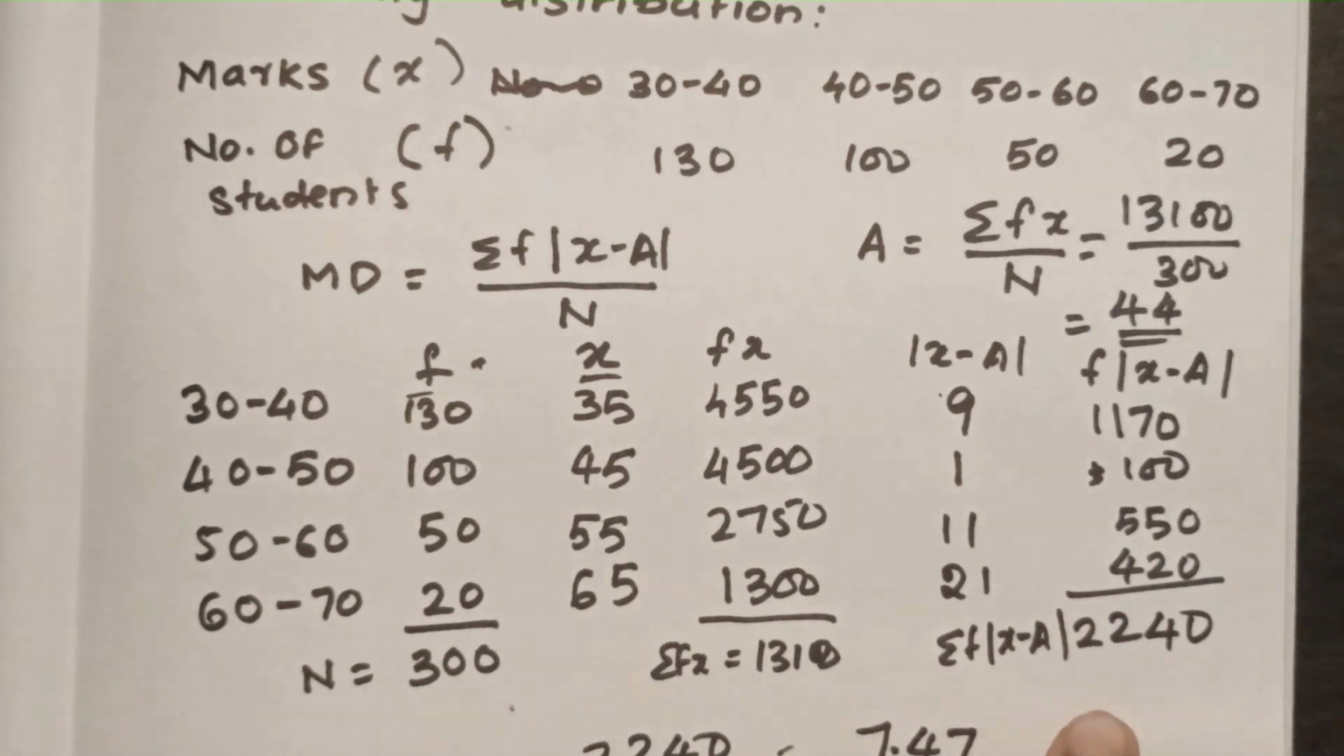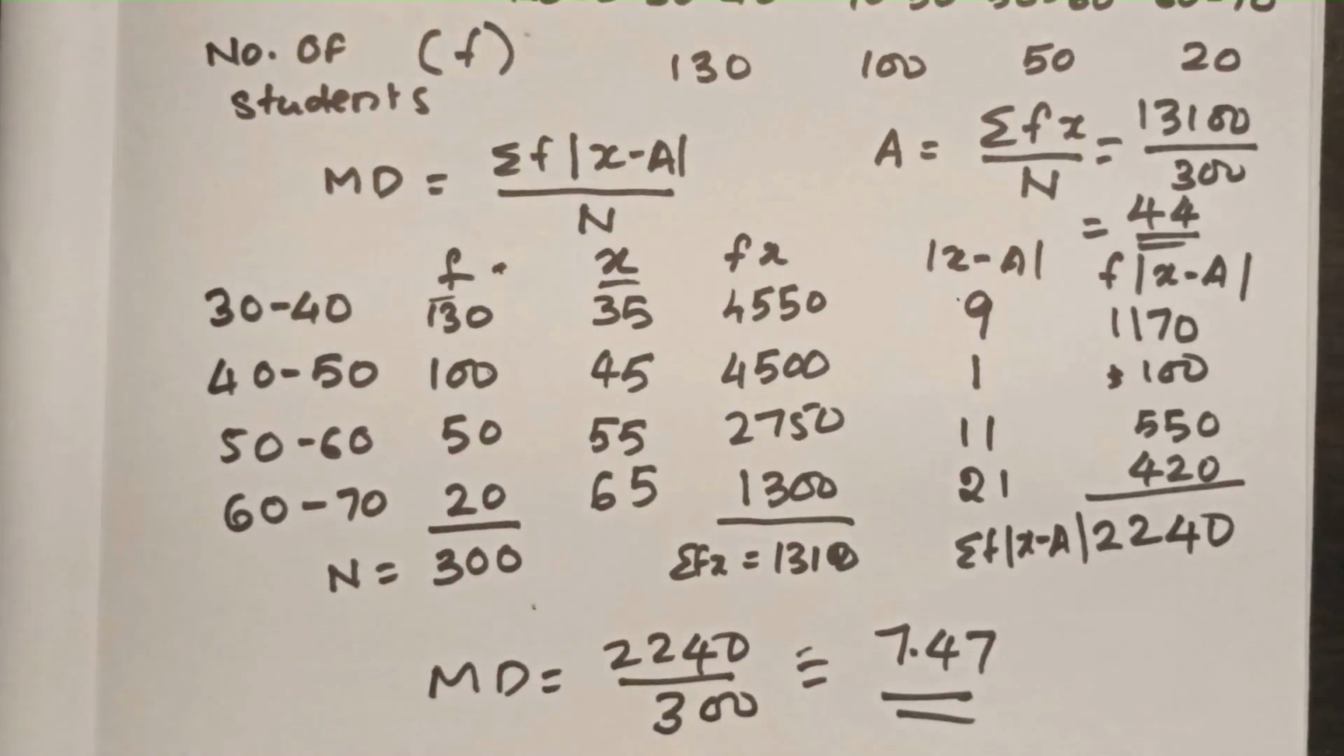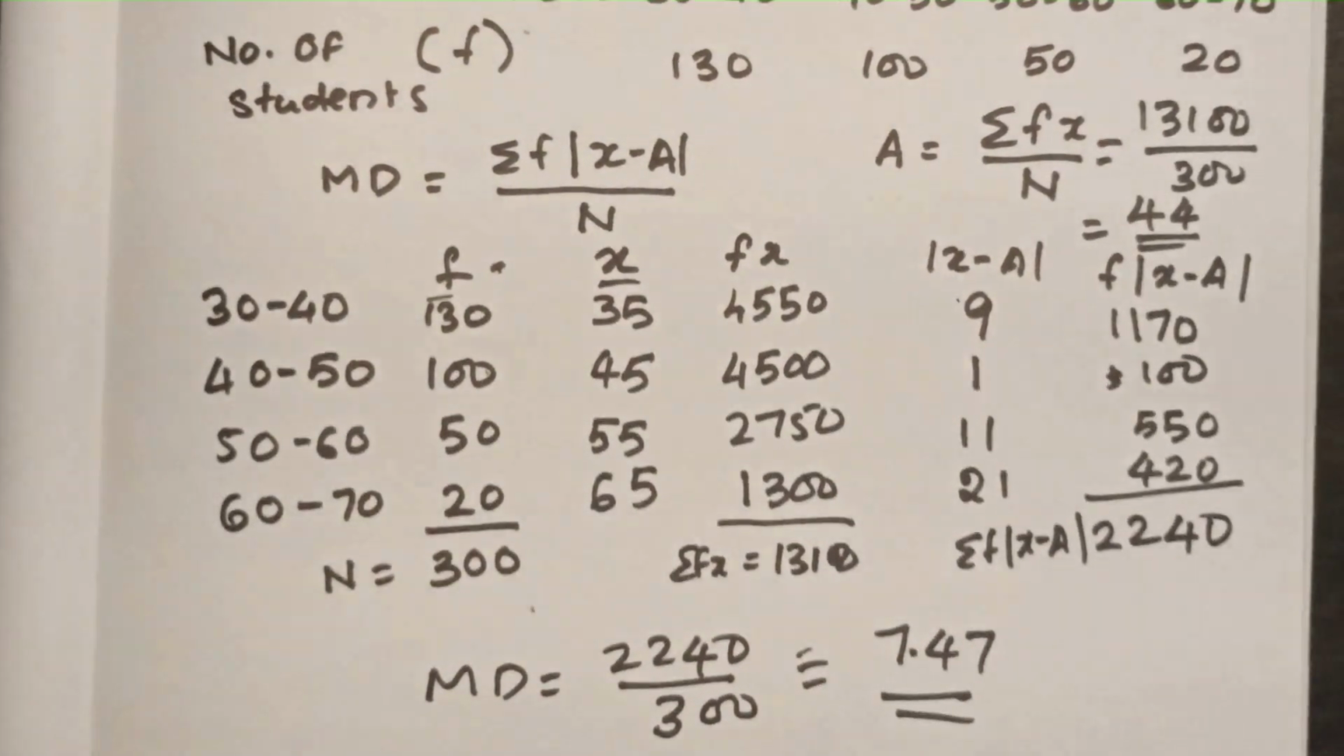Now we have to find out the total value. Why? We have to substitute in the formula. So you are substituting in the formula and you got the answer. Okay. So I hope it is clear.